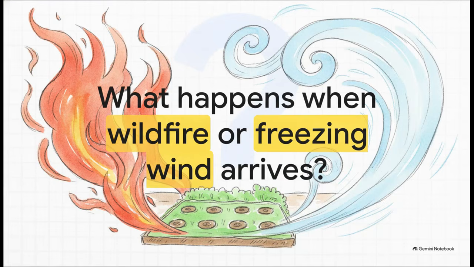Picture this for a second. Imagine you've just finished designing the absolute perfect garden. I mean, you've mastered stacking functions, your soil biology is humming, your guilds are planted flawlessly, but what happens when a raging wildfire or a sudden, bitter, freezing wind arrives right at your property line?